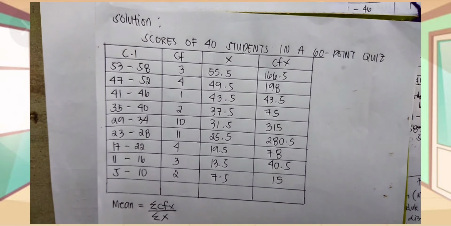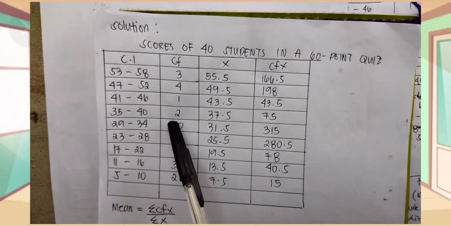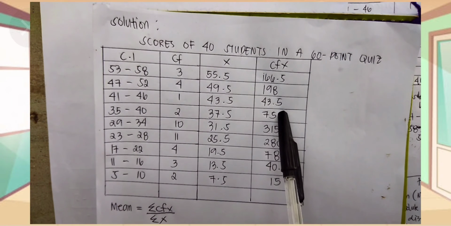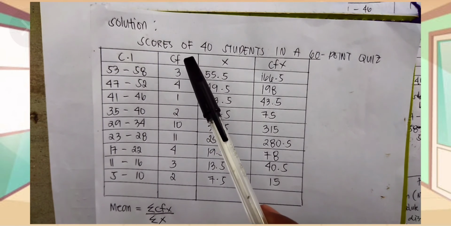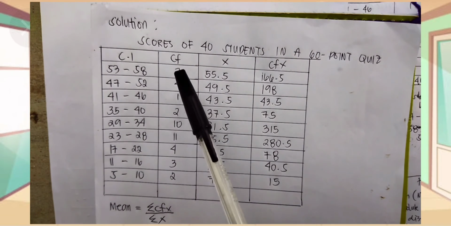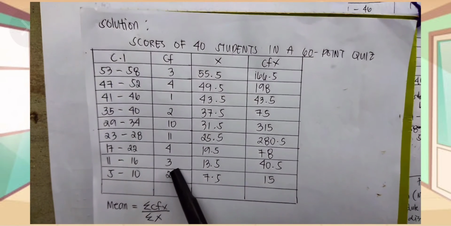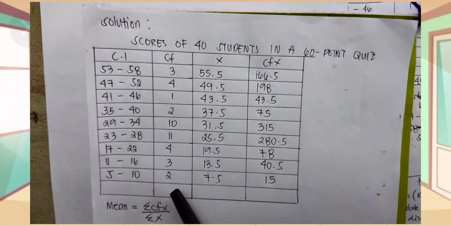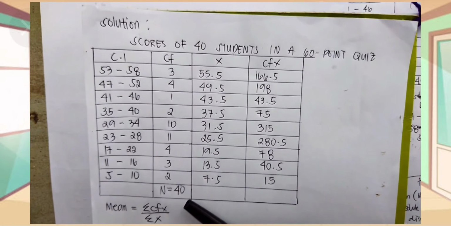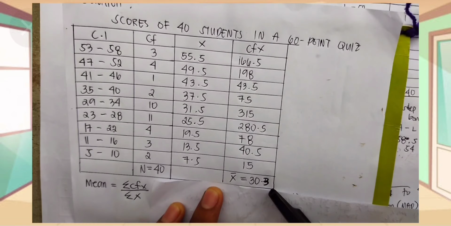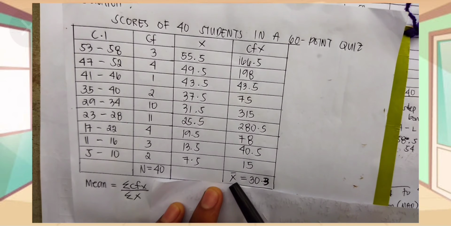So next, we need to sum up the frequency and the product of the frequency and the x, which is the C of fx. So all we need to do is to add all the values of the frequency and the C of fx. Thus, the frequency is equal to 40, while the C of fx is equal to 30.3. So this x bar is represented by the mean.